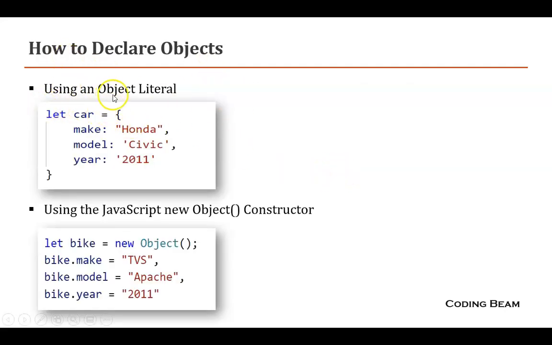The first way is using an object literal. So we create a variable, like car, and then its properties. The make is Honda, the model is Civic and the year is 2011. So we are creating key value pairs. The keys are make, model and year, and the values are Honda, Civic and 2011. Now we will see how we can declare an object using the object literal.